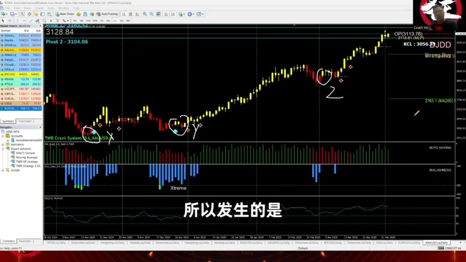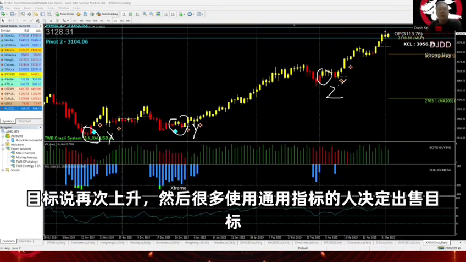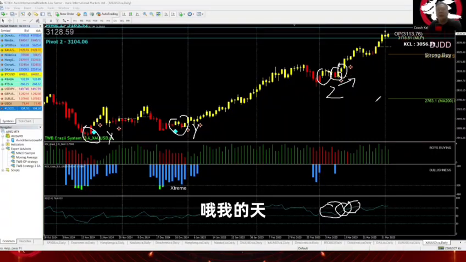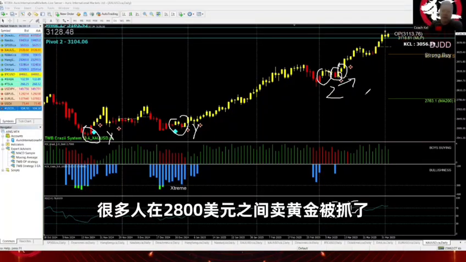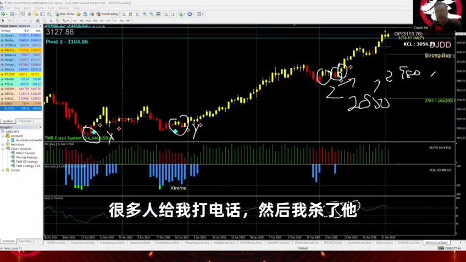So what happened was that when the Z came into the picture at about 2,868 after the call, the gold started to move up again. And then a lot of people using the common indicators start to sell the gold. And when RSI hits the highest point, they sell more gold. When RSI goes higher, they sell more gold. Oh my God, a lot of people got caught selling gold between 2,850 to 2,980.